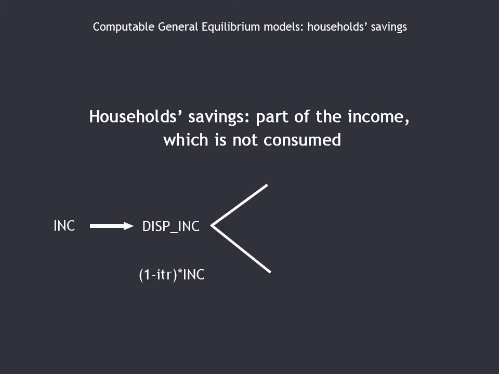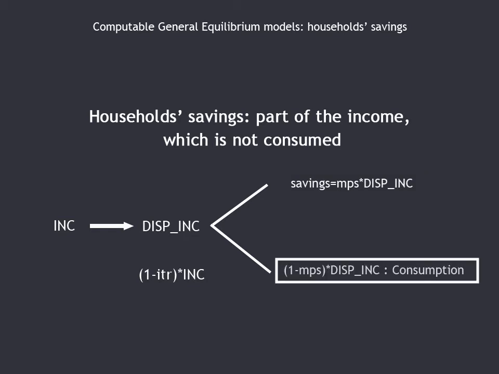So what can the representative household do with this disposable income? He can save part of it. These savings are equal by assumption to a constant times her or his disposable income, and this constant is called MPS, for marginal propensity to save. The rest of the income may feed the representative agent's final consumption, so the budget allocated to final consumption is equal to (1 - MPS) times DISP_INC.